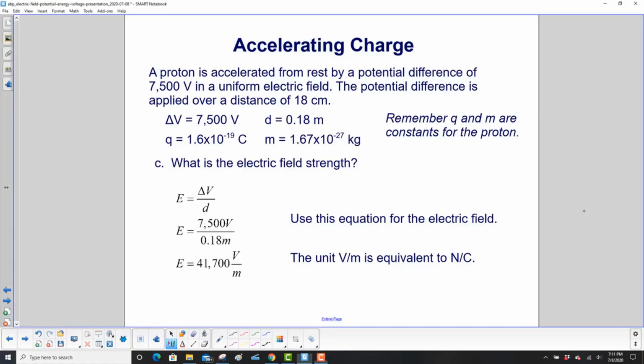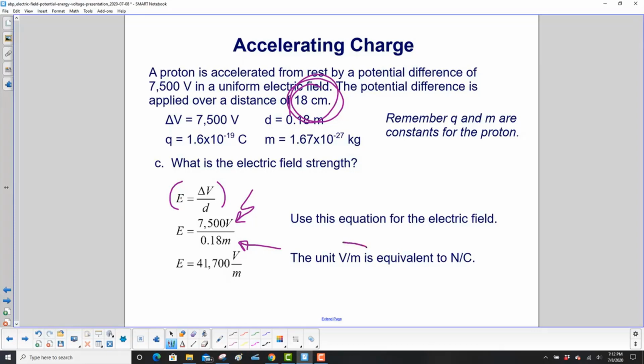What is the electric field strength? One of my favorite equations, delta V equals Ed. Solve for E and you get delta V over d. Put the potential difference here. Here's the distance. Notice it's 0.18 meters. We were told 18 centimeters, so you've got to move the decimal 2 to the left. And we'll get 41,700 volts per meter.